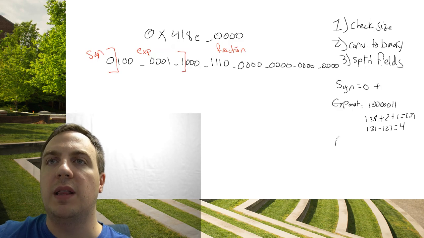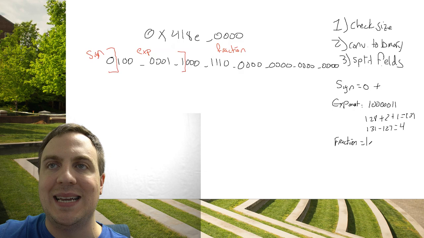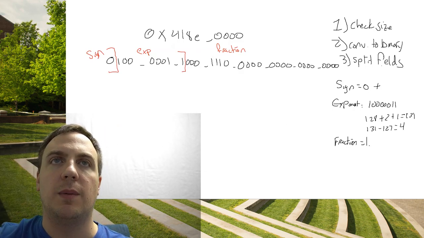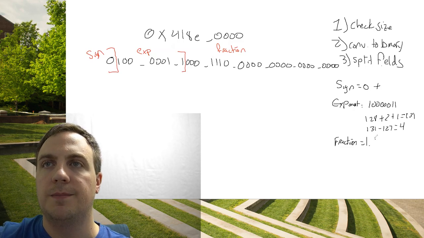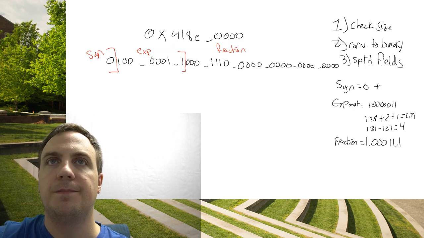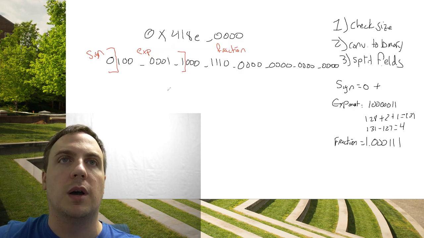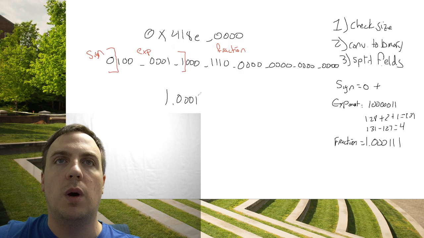Okay? And then finally, we have our fraction. Now, if you remember, in the fraction, we have an implied 1 decimal, and then whatever we see comes after that. So 1 decimal, then we have 3 zeros and 3 ones. Okay, and that is our full number. So let's write this out mathematically as it would look. 1.000111 times 2 to the 4th.